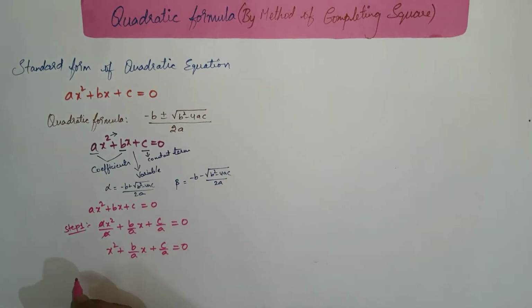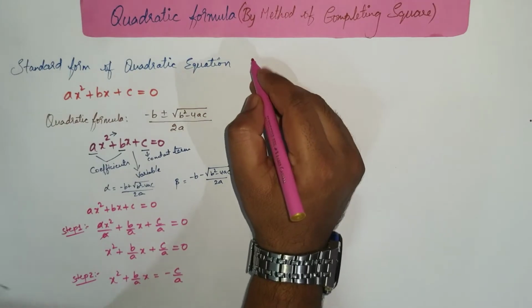That is step 1. In step 2, you will send the constant term from LHS to RHS. That is x square plus b by a into x equal to minus c by a.